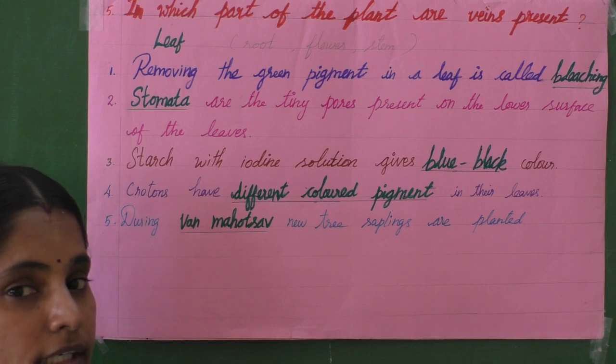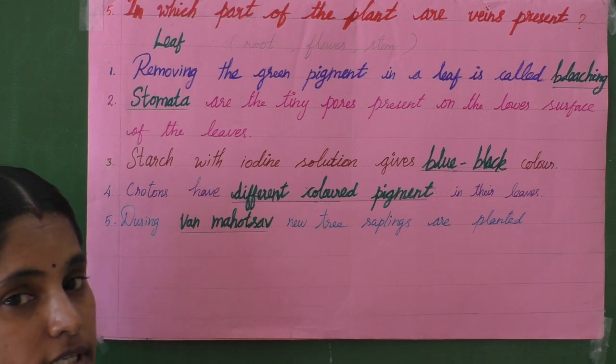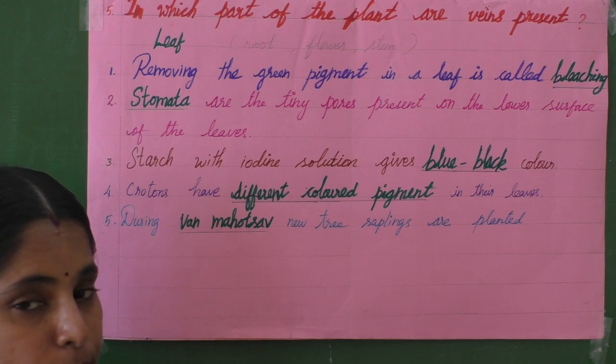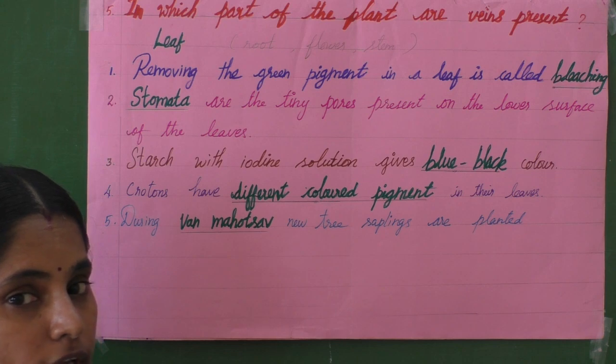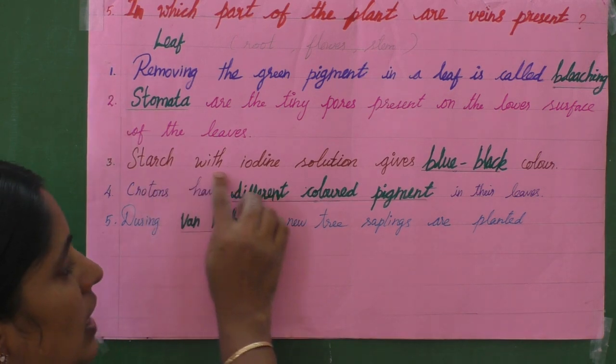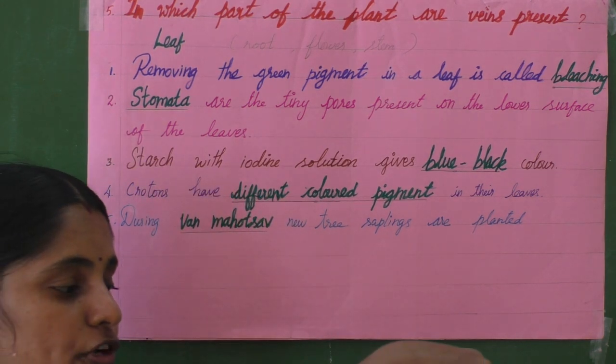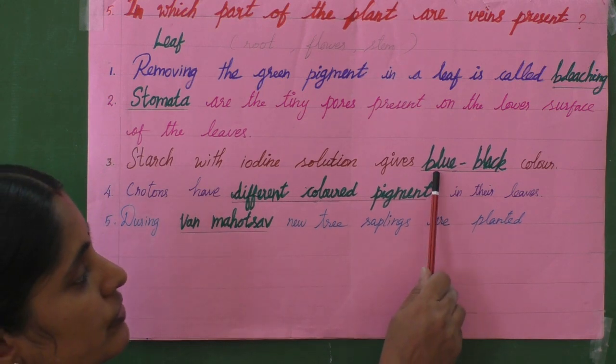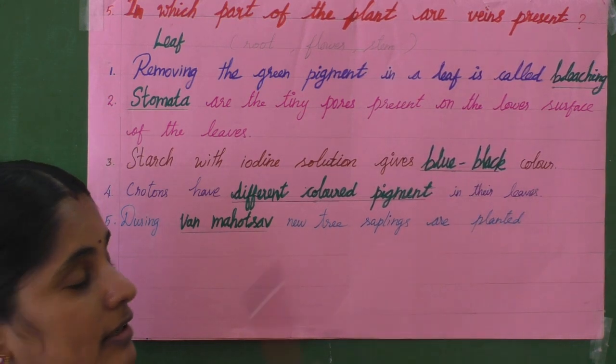Starch is present in many foods. In rice, starch is present. In wheat, starch is present. In potato too. So here, the starch in the food item with iodine solution gives blue black color.